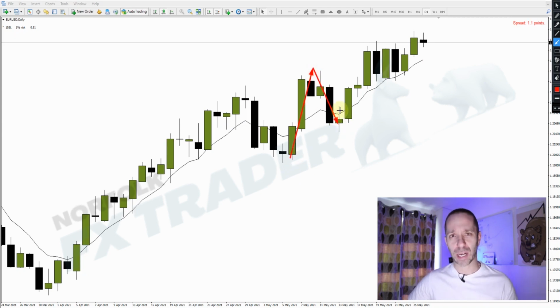There was an entry, I'll show you in a minute, you could have taken one. But when we break up, this is more important. You want to see it respecting and holding as an area of dynamic structure in the market. It's important it holds at the 8 EMA.